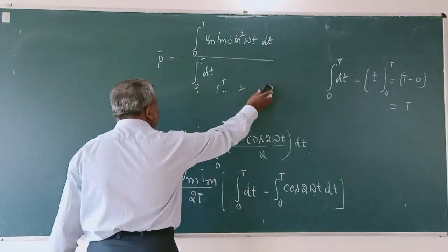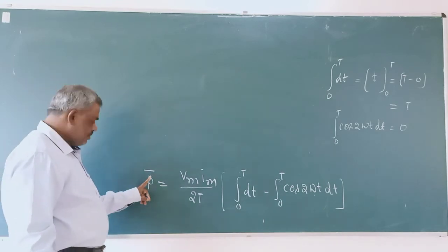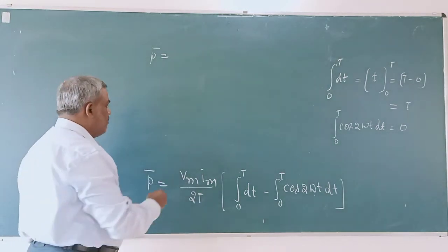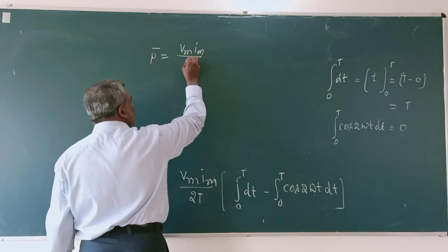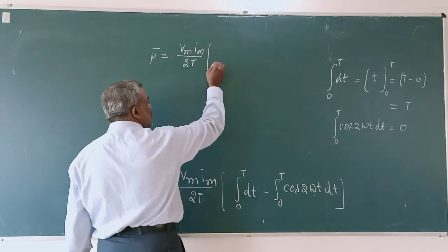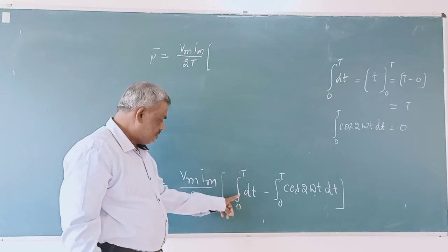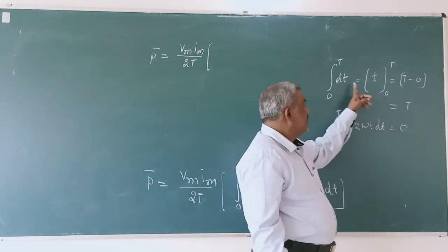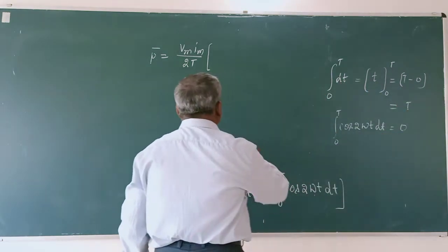So now students, here the average power P equals Vm Im by 2T, bracket. Now the first term: integral 0 to T dt. Already you know that value. Capital T. Integral dt equals t. Substituting limits, T minus 0. So now we have capital T.